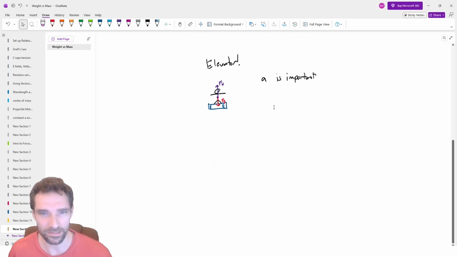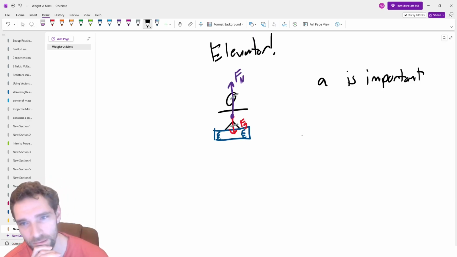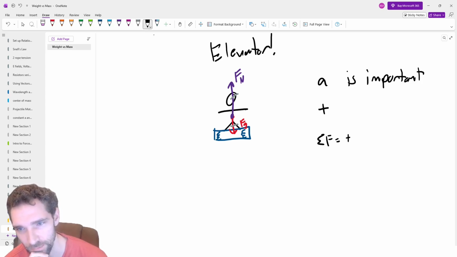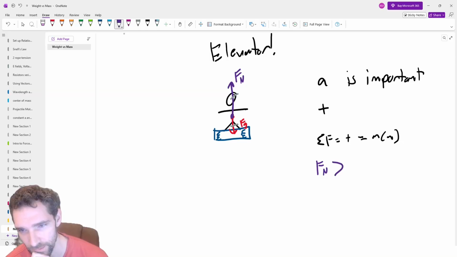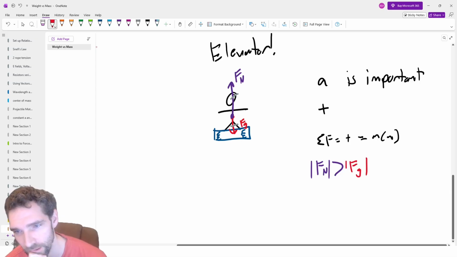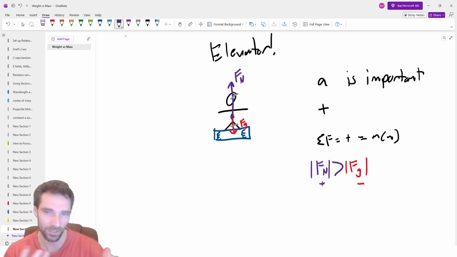So let's say that it's accelerating upward. In that moment, this force normal might be bigger than the force of gravity. So let's say the acceleration is positive. Then you've got unbalanced forces. So the sum of forces is going to be positive because that is related to the mass times the acceleration, meaning that the force normal is bigger in magnitude than the force of gravity. Now, the force of gravity should be a negative number. The force normal should be a positive number.